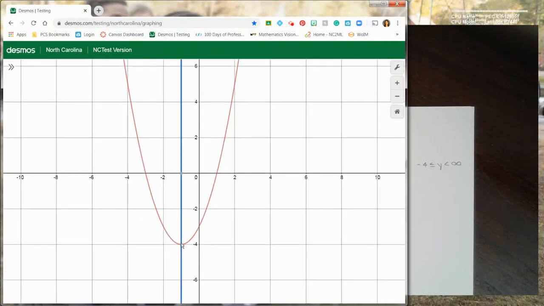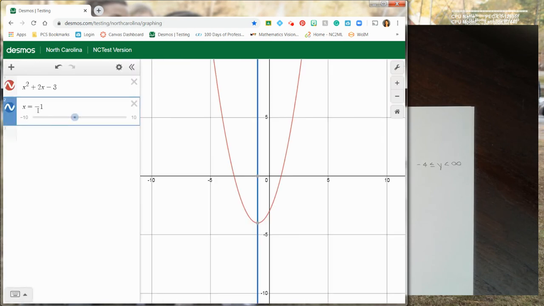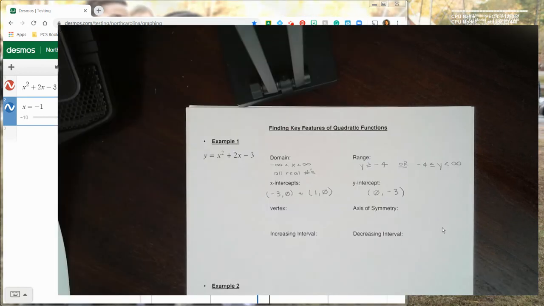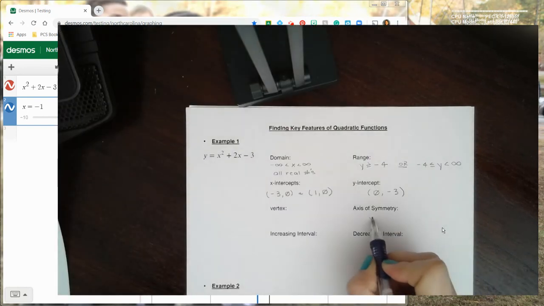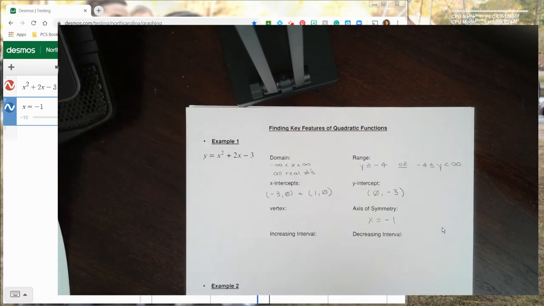So our axis of symmetry is that imaginary vertical line that cuts our graph directly in half. And exactly how I wrote it in here to graph, x equals -1, is exactly how I write my axis of symmetry. It happens at x equals -1.